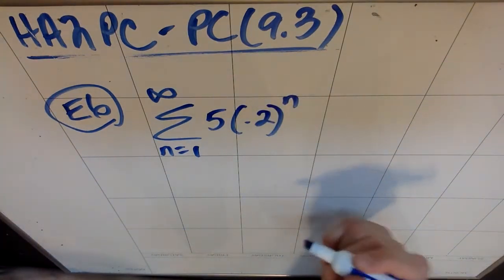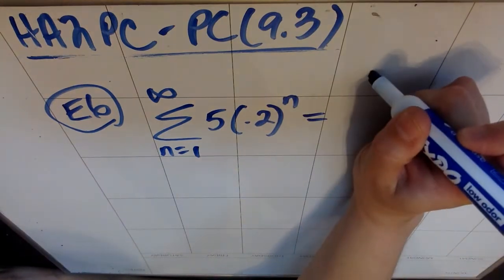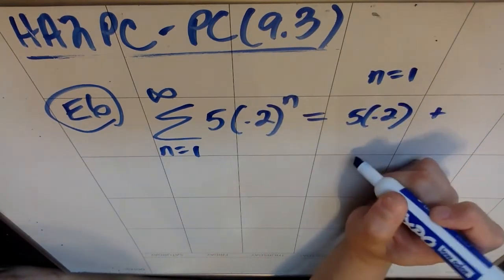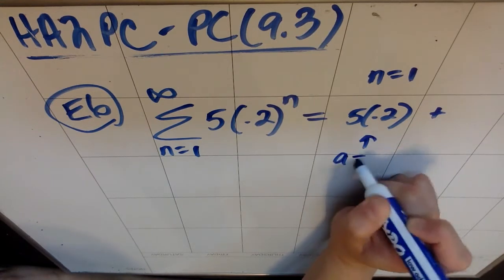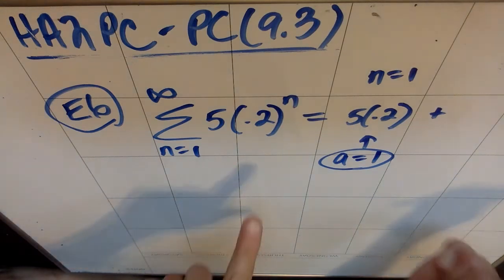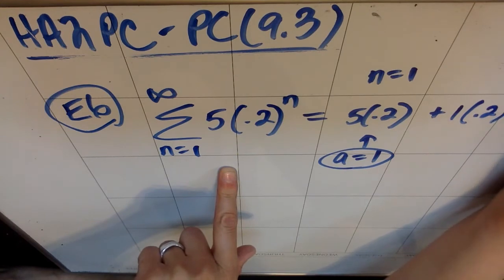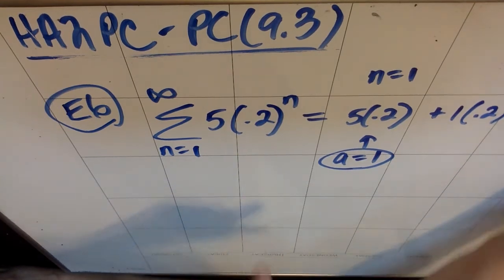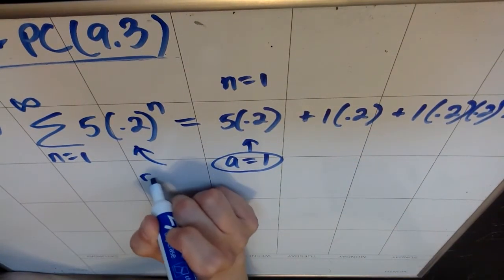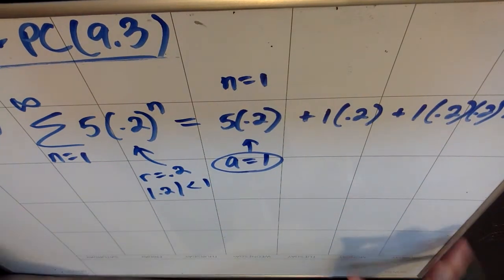The first thing to recognize is I still need to write out my first couple of terms because I need to know what that first term is. When I plug in n is 1, I get 5 times 0.2, and just like we established last time, that means my first term, a, is a 1. I can see that the thing I multiply every time is 0.2, so my r is definitely 0.2. And I know that the absolute value of 0.2 is smaller than 1, so this value is going to converge.